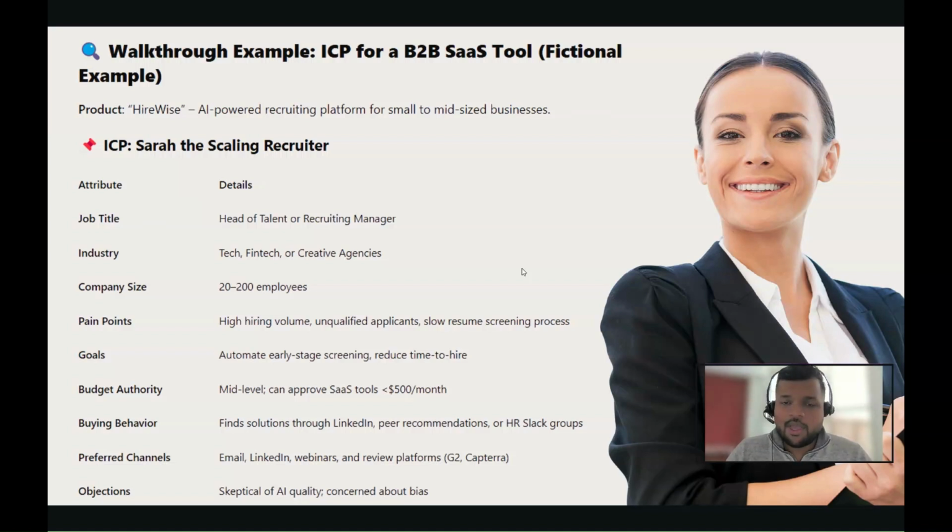In this module, we are actually going to build a whole ICP. We have taken a fictional example of a product called HireWise. This is the AI revolution. So we are looking at a product that is going to help recruiters with screening their resumes faster and better than ever before. This is going to be powered by AI, and the name of this tool is HireWise.